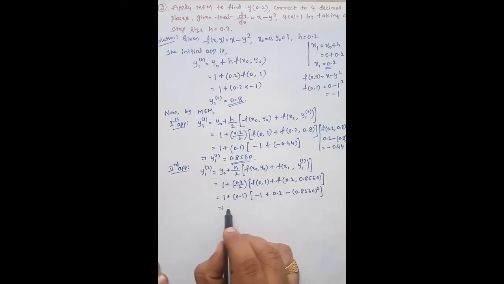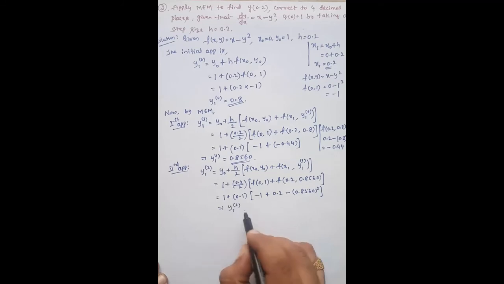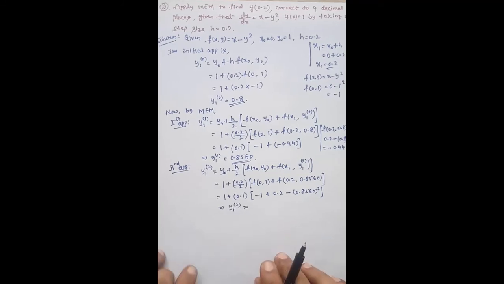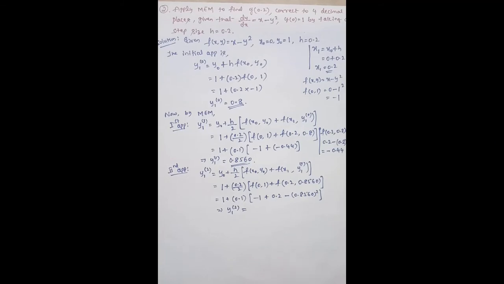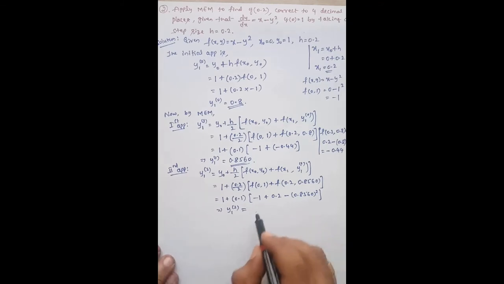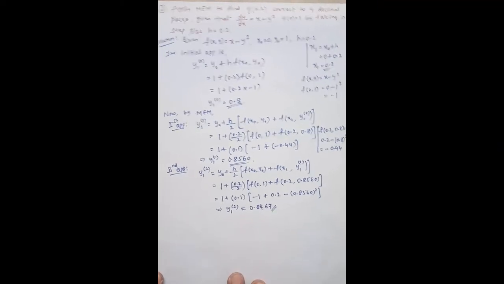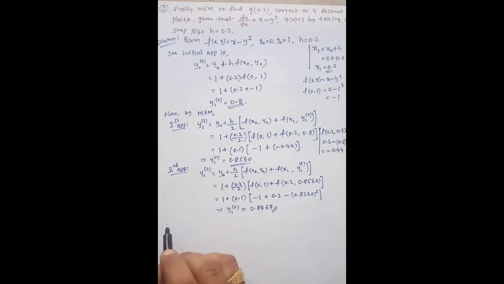So this implies, use your calculators and simplify. We get the second approximation for the problem, which is 0.8467. So this is the value of the second approximation. Now we'll go to the third approximation.